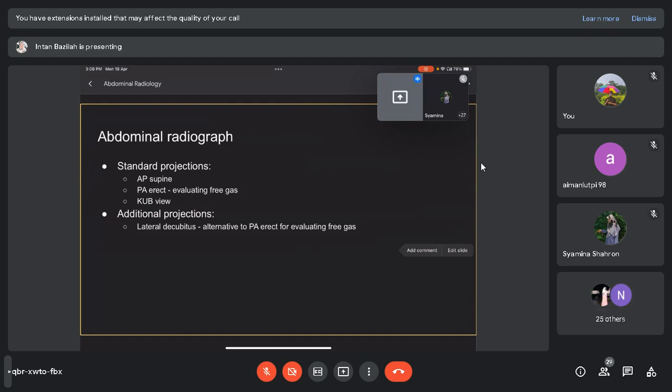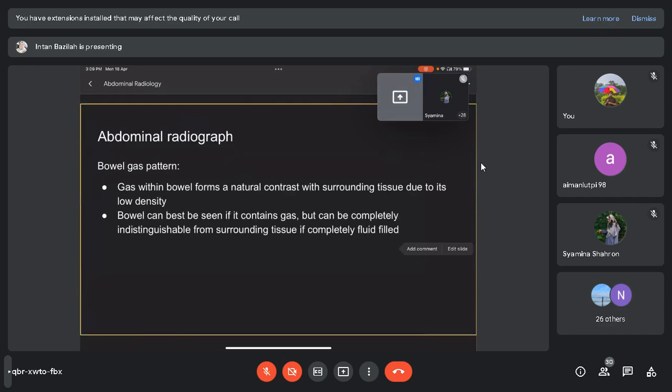free gas. So sometimes the patient is quite ill and cannot be erect, so sometimes they can do sitting, but for a more ill patient who can't even sit, lying in supine position, we may do lateral decubitus because the air will float out. So that's why you can see the extraluminal air very clearly.